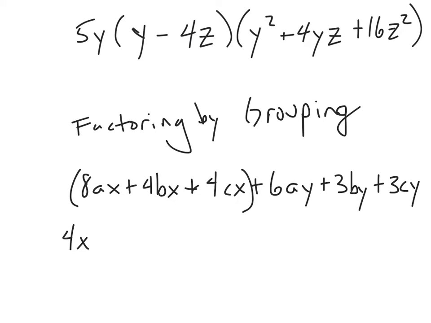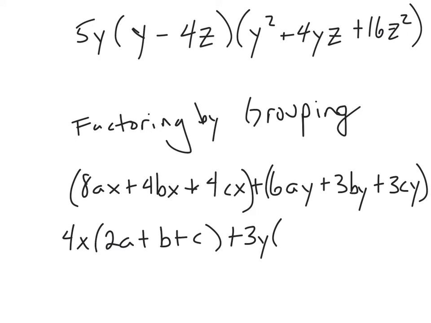Is there anything else that they all have in common, or a GCF? All right, so when I factor that out, what am I left with? 2a plus b plus c. Then that leaves me with the last 3 terms, and if I group those together, what can I factor out of that? 3y. So it's a positive 3y, and that leaves me again with 2a plus b plus c.